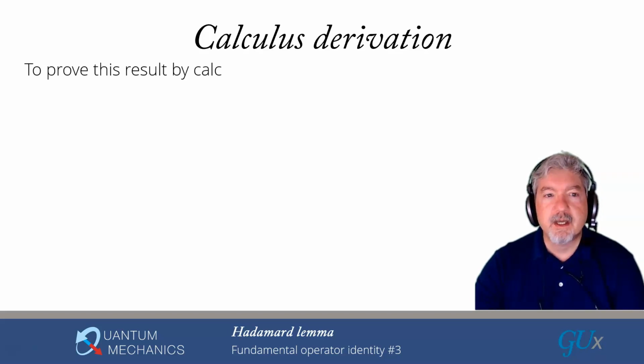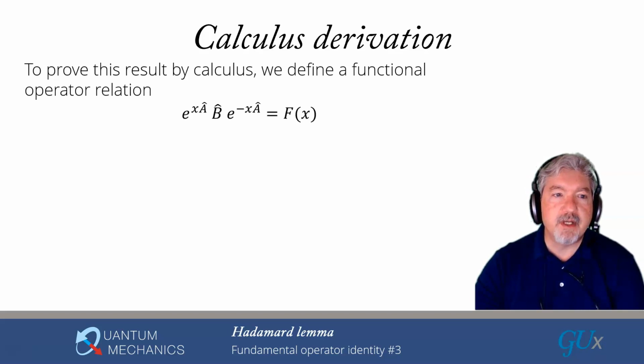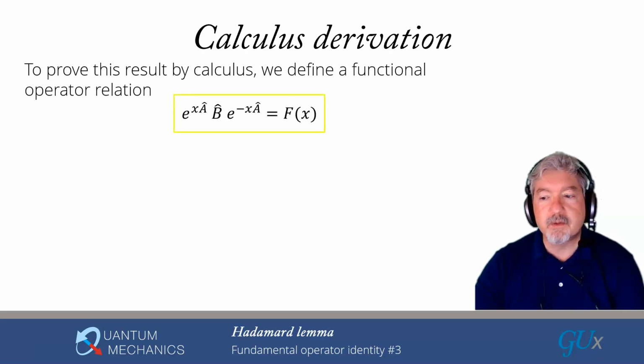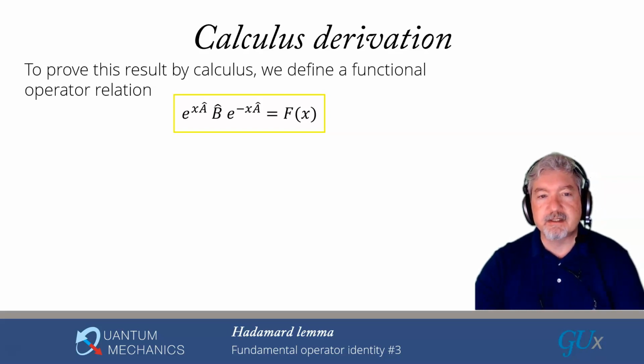So to prove this by calculus, we define a functional operator relation that is very similar to the one that we want to prove, but we've added an x into the exponent. So it's exponential of x times a hat and exponential of minus x times a hat. And we call that operator function f of x. Now, I didn't put a hat on that, but that thing is an operator.